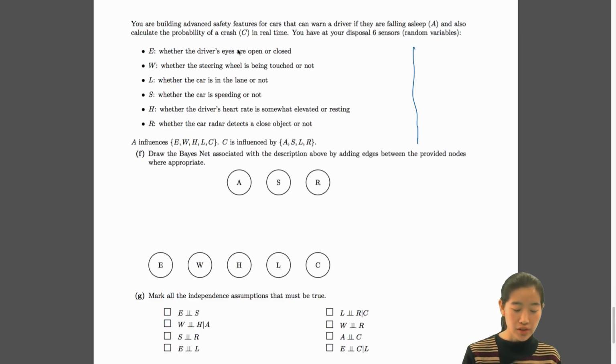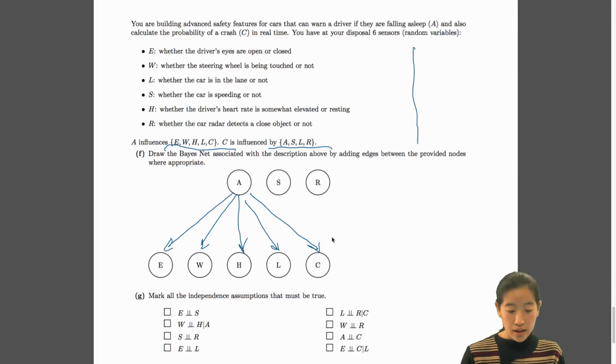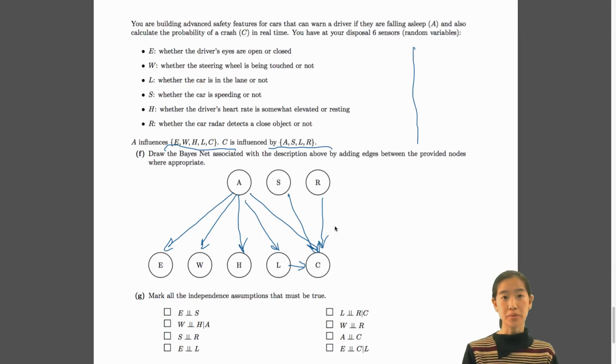The first question they ask is for us to draw the Bayes net associated with it. So if we read the question, we will have some dependencies, but we don't need to worry too much because they actually just list them out for us, which is very nice of them. So they tell us that E, W, H, L, and C are all influenced by A. So let's just draw the arrows to all of them. C is influenced by these 4, which is A, which we already have, S, L, and R. So that's going to be our Bayes net.